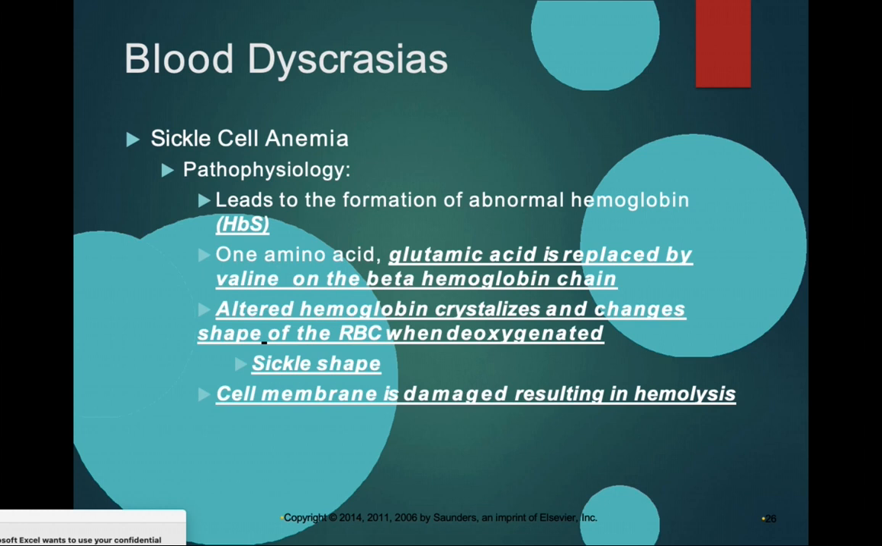With sickle cell anemia, there's altered hemoglobin that crystallizes and it changes the shape of the red blood cell when it's deoxygenated. Again, that's important. The altered hemoglobin crystallizes and changes the shape of the red blood cell when deoxygenated. It changes the shape to a sickle shape. It's very pointed, has jagged edges, it's not round and smooth. The cell membrane is damaged and it results in hemolysis.